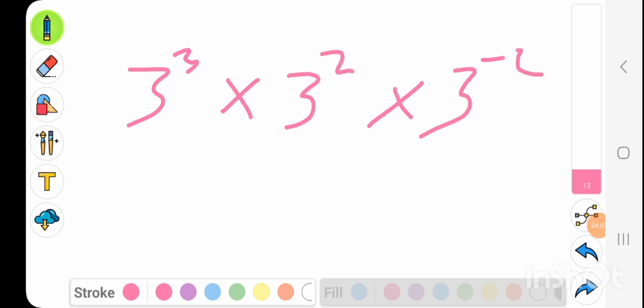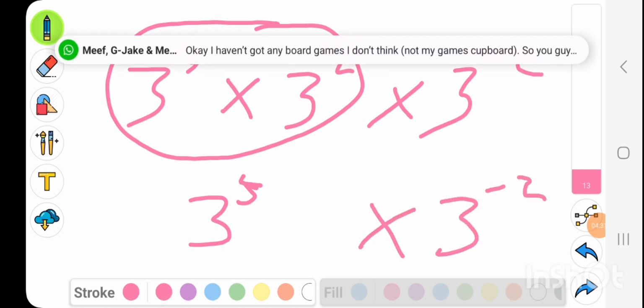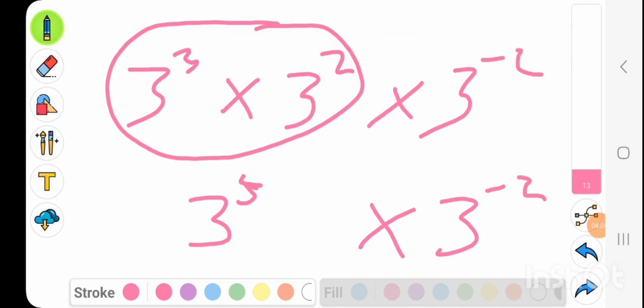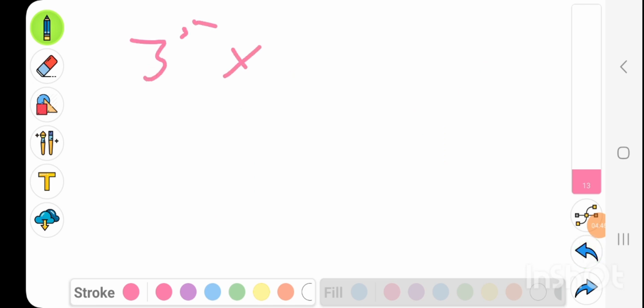You can just pause the video when you're ready. If you have paused the video and figured out your answer, I will show you step by step, progressively, not just show you the answer straight away, so that you know what happened if you got it wrong. So 3 to the power of 3 times 3 to the power of 2 is 3 to the power of 5. Then 3 to the power of 5 times 3 to the power of -2. Let me write it out again. 3 to the power of 5 times 3 to the power of -2 is 3 to the power of 5 plus -2, guys.